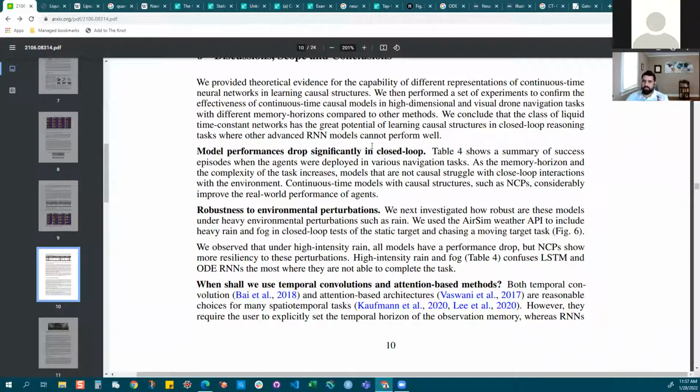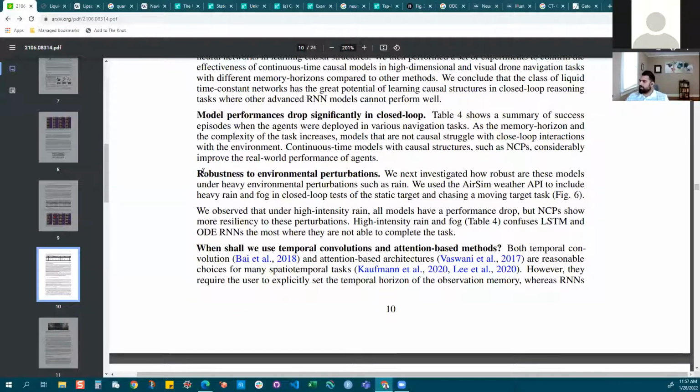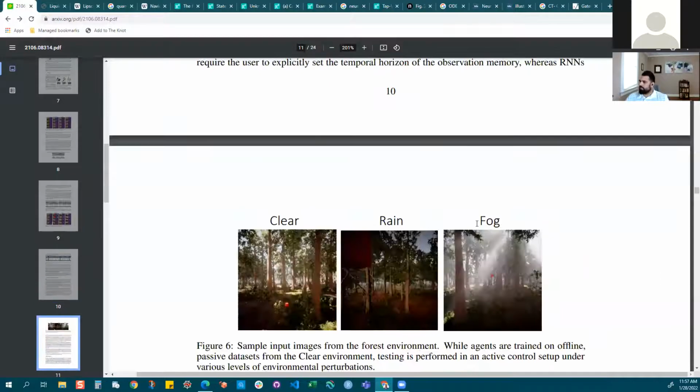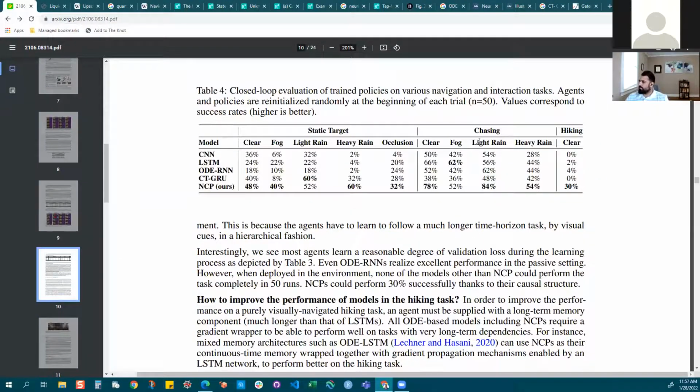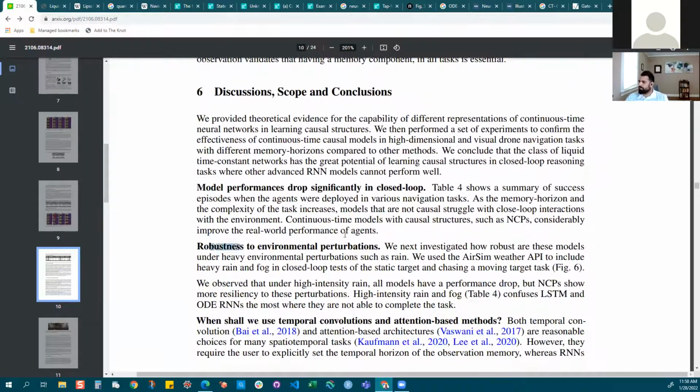Here's where causality helps, and also robustness to environmental perturbation, meaning when it is foggy or rainy, other models perform much worse. But this model, even in different environments, still performs very well. From clear weather to fog, the performance here is 48, but for foggy it drops only 8%. For heavy rain, we have even better performance, so the performance is very robust to environmental perturbation.